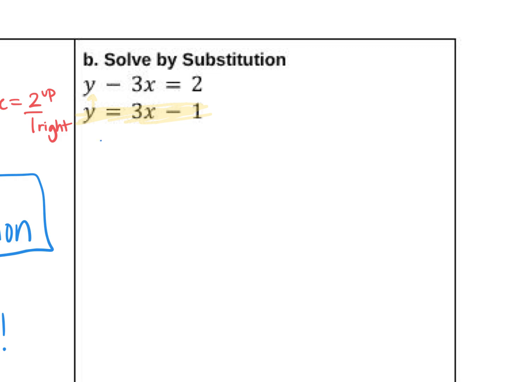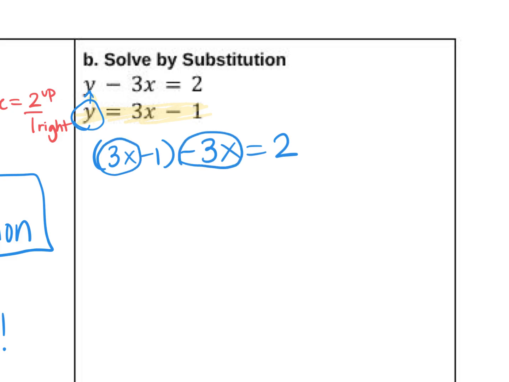So we're going to have our equation. Here's y, so I'm going to put 3x minus 1, and then I have the minus 3x. So I just took the one that was equal to y and I replaced it. And I used parentheses, so now we're not distributing anything. We're not doing anything crazy. We're just combining like terms. So we're going to combine the 3x and the negative 3x. 3x minus 3x is just 0, so it cancels itself out.